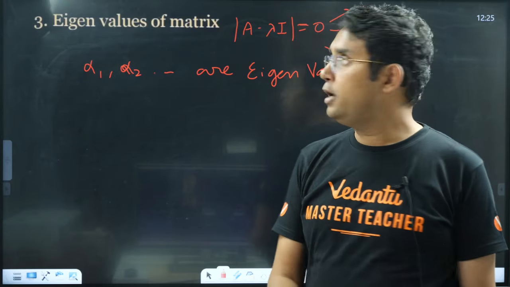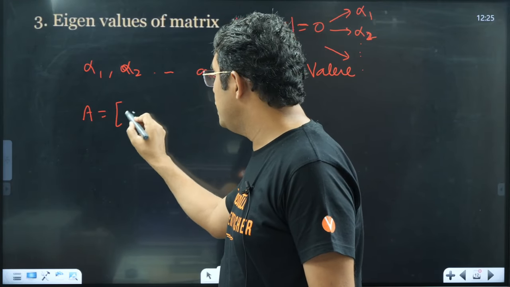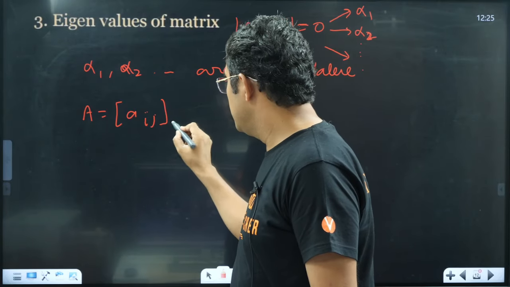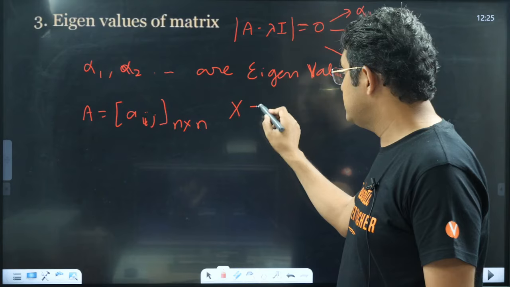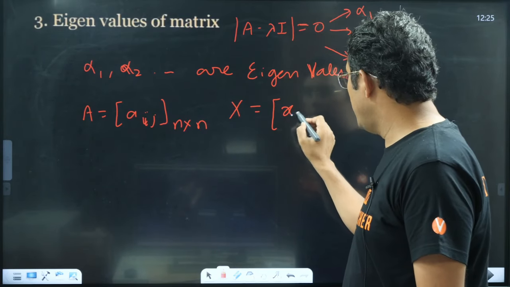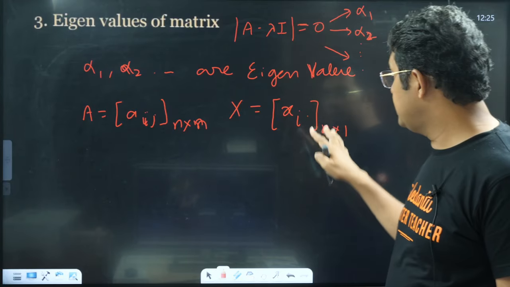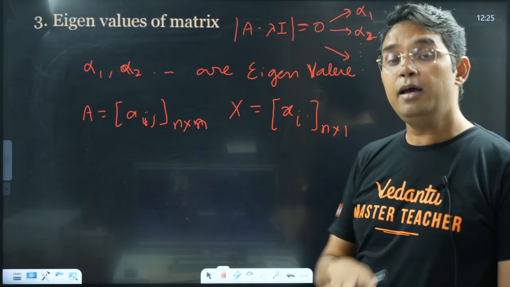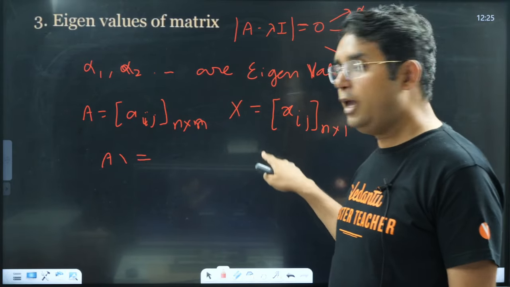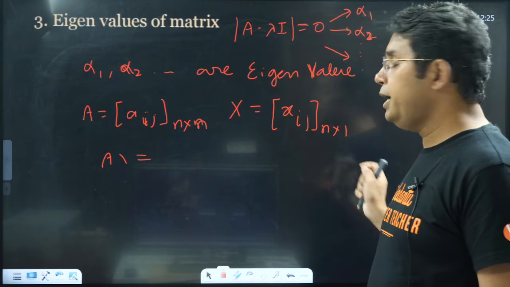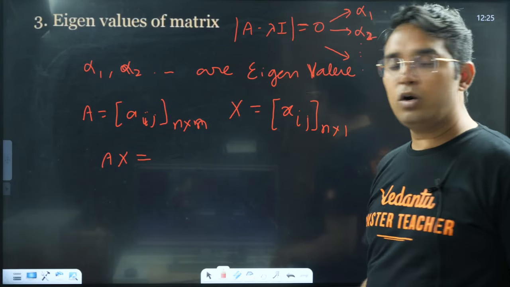Let me give you brief theory about eigenvalue and eigenvector. Actually what happens, suppose A is an n into n order matrix, and there is some X, that is X_ij, and this is an n into 1 order matrix. That means it's a column matrix. Sometimes we also call this a vector. Now if you multiply A with X, we will be getting an n into 1 order matrix only, A into X. Okay, we will be getting an n into 1 order matrix only.